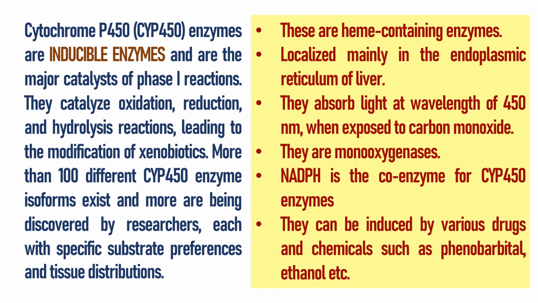Cytochrome P450 enzymes are inducible enzymes and are the major catalysts of phase 1 reactions. They catalyze oxidation, reduction, and hydrolysis reactions, leading to the modification of xenobiotics. More than 100 different cytochrome P450 enzyme isoforms exist, and more are being discovered by researchers, each with specific substrate preferences and tissue distributions. These are heme-containing enzymes. These are localized mainly in the endoplasmic reticulum of the liver.